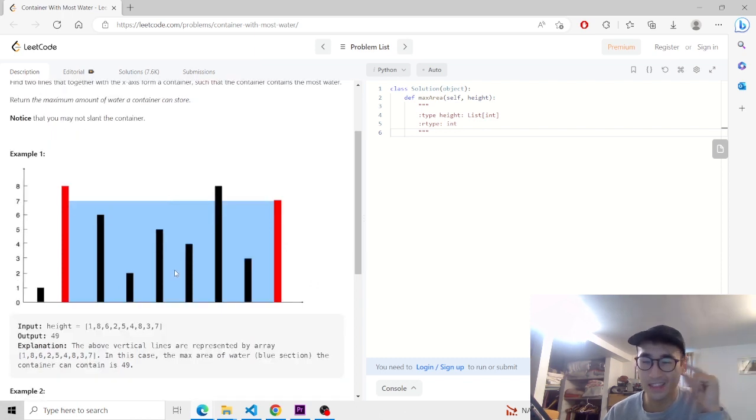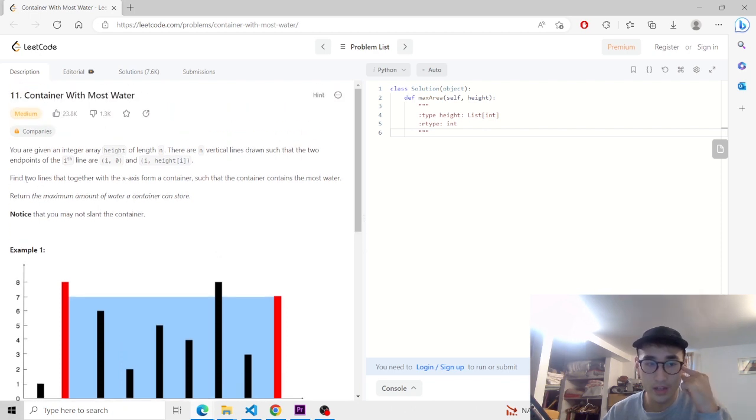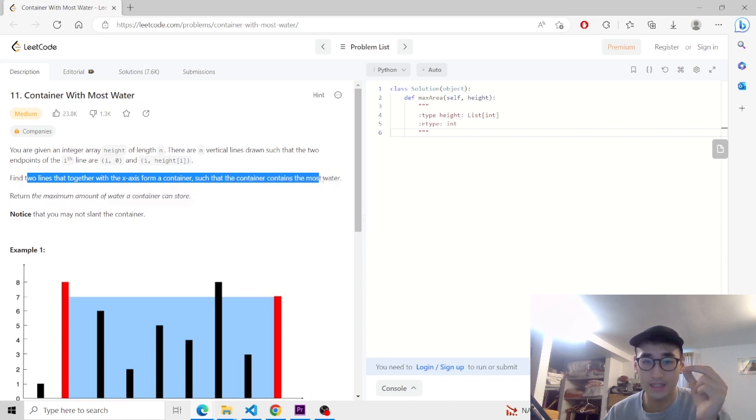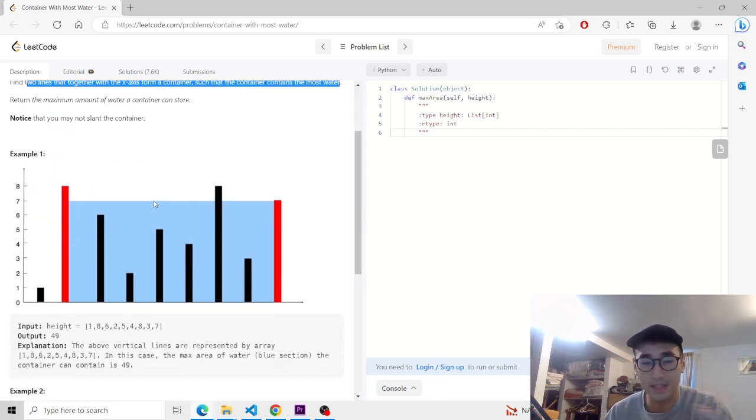I think that has to do with this, but we'll keep reading to better understand what's going on. Find two lines that together with the x-axis form a container such that the container contains the most water. And to get the right answer, we want to return the maximum amount of water a container can store. And we can't slant the container, whatever that means. I don't know what that means.